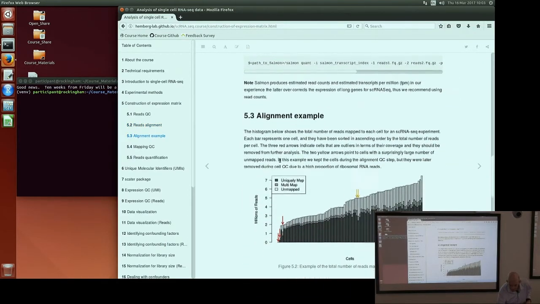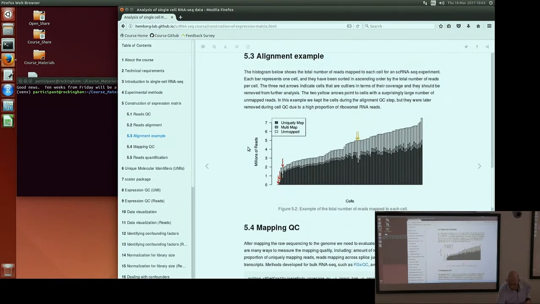Right. So, continuing with the example, this is actually the same experiment that we had before with the FastQC example. We aligned the reads using STAR, and then we just count the number of reads for each cell. So this is some 100 cells or so, and each bar represents a cell. They've been sorted in terms of the number of reads, and then we split the reads into 3 categories: unmapped, uniquely mapped, or multi-mappers.